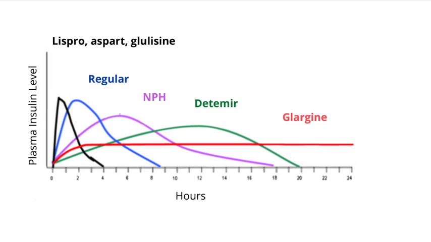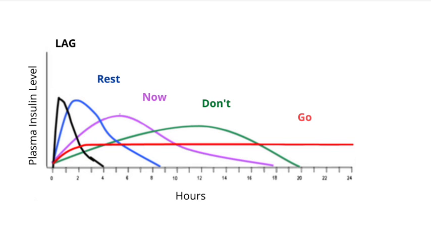And then we have all these different other types of insulin, like the long-acting types. So how can we remember all of this? Well, we can do that with this mnemonic. And that is lag, rest now, don't go. Lag, of course, relates to the rapid acting insulin. Rest now, don't go: regular, NPH, Detemir, and Glargine. So those are very, very important for you to know.